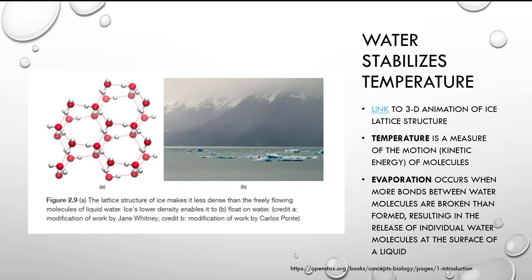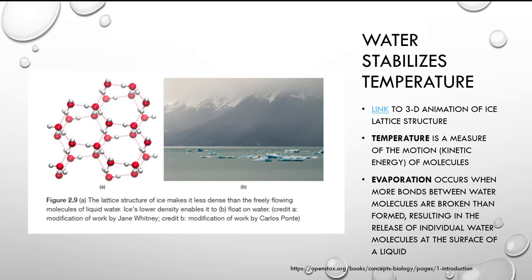And then the video talked about how water stabilizes temperature. So first of all, what is temperature? Temperature is a measure of motion of molecules. So basically when molecules are moving really fast, the temperature will increase. When molecules slow down, they're moving slower, the temperature decreases. So we can use this idea to see what happens with water molecules.